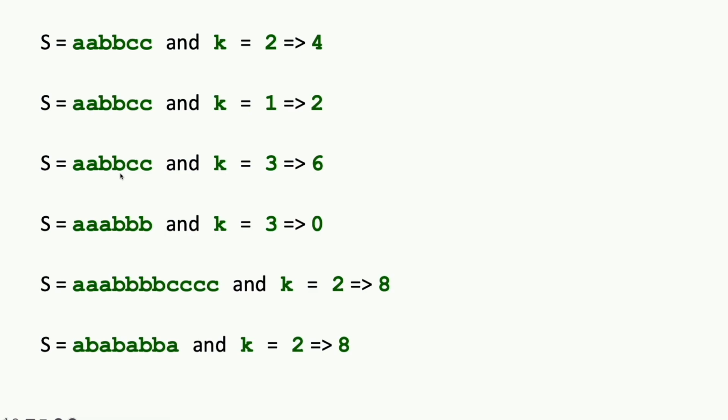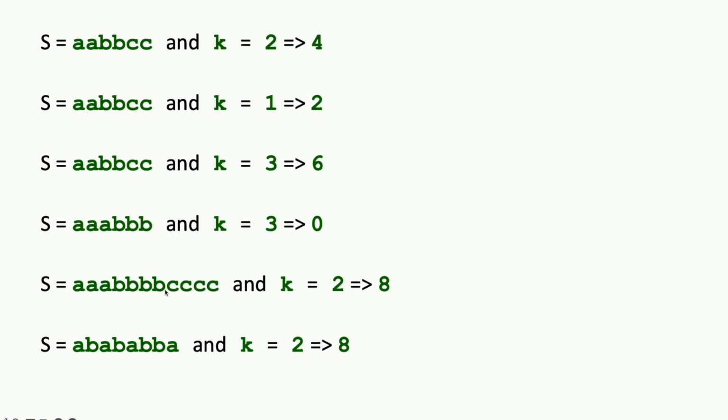Here we have 3 distinct characters and the requirement is to find a substring with 3 distinct characters. So the answer is the string itself. So this is clear. And here we have only 2 distinct characters, but the requirement is to find a substring with 3 distinct characters. So there is no substring that fulfills this requirement. So the answer is 0.